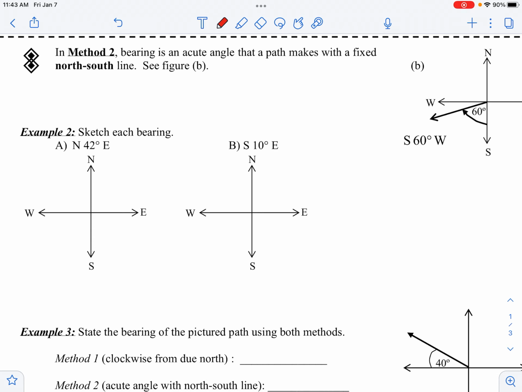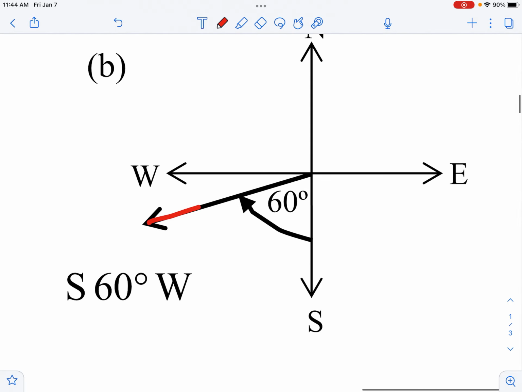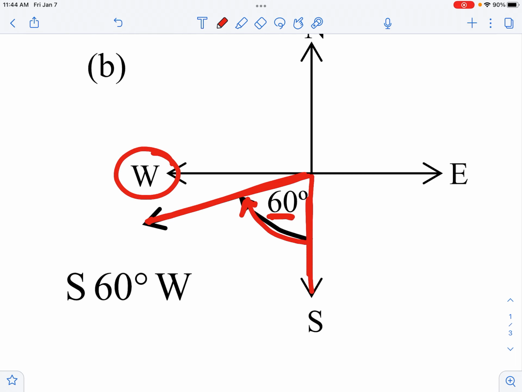All right, method 2, bearing is an acute angle that makes a path with a fixed north-south line. So it always starts either from north or south. So if you look right here, this is closer to south than it is to north. So it's going to start at south, and then you're going to say which direction you're heading towards. We're heading towards west, right? So this is south, and then whatever this angle is, that's the angle that you use. That's south, 60 degrees west.